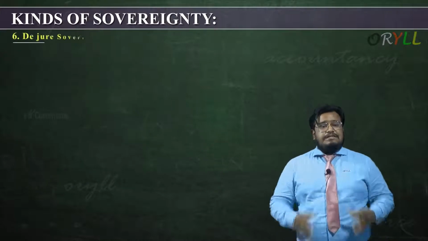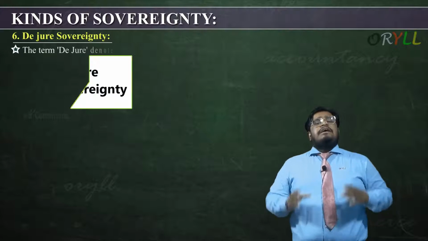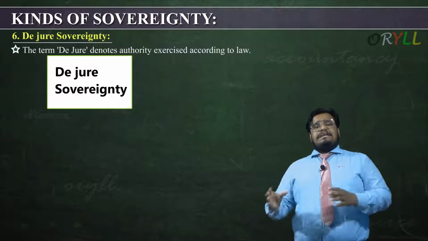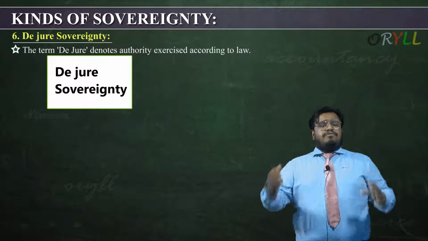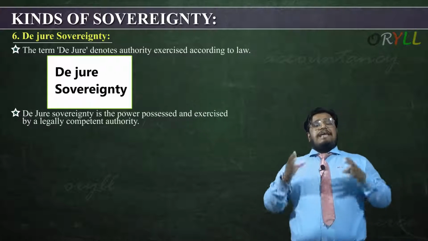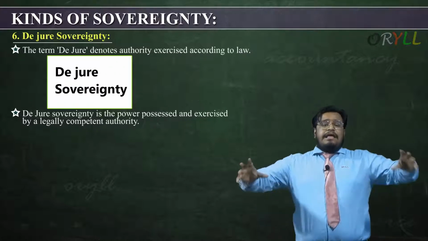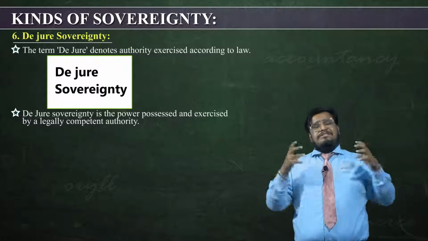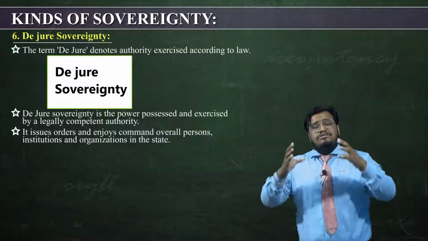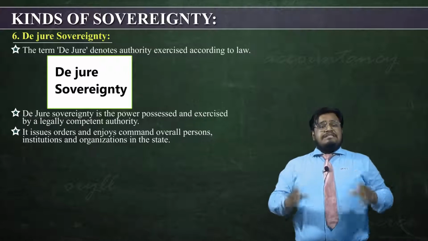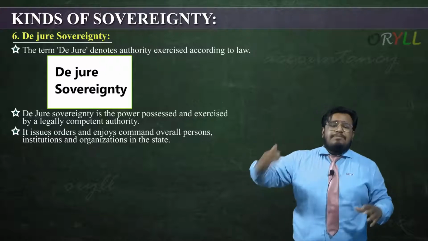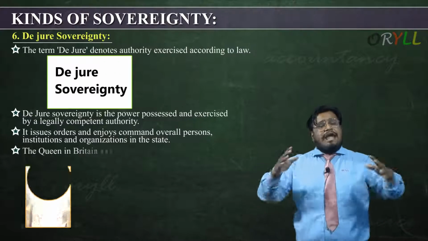Let's understand the sixth kind of sovereignty, that is de jure sovereignty. De jure is a Latin term that denotes authority exercised according to law. That means the legal aspect of the law, from where we get the legal rule of the law. De jure sovereignty is the power possessed and exercised by a legally competent authority. That means a person who has the legal competency of one authority is the person who will have legal sovereignty. It issues the order or enjoys the command over all persons, institutions and organizations in the state. That means it's a power that is given legally to one person who has the power to command over all persons, institutions and organizations.